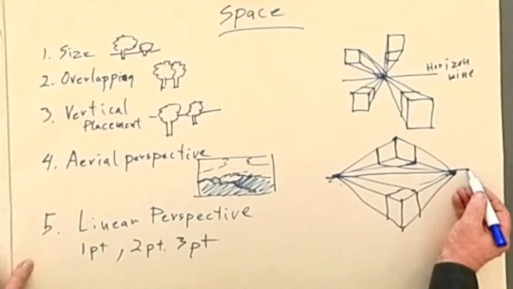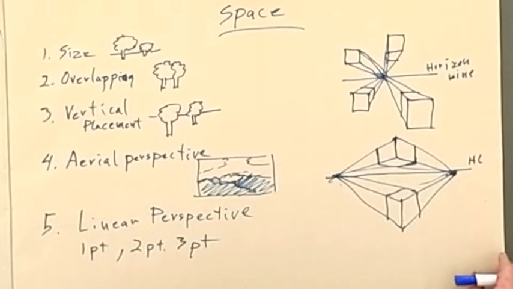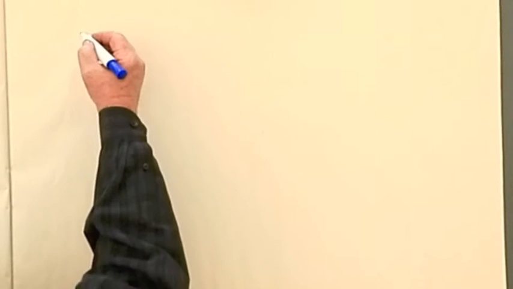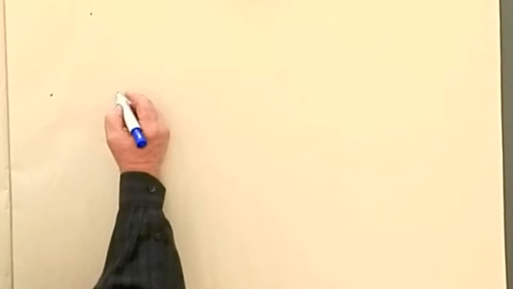This isn't a drawing class, but space is one of the elements of design and something that you can use all the time. So I decided to cover it. On the next page, we're going to do a little bit more drawing, kind of a little bit of 3-point. So 3-point has 3 vanishing points.